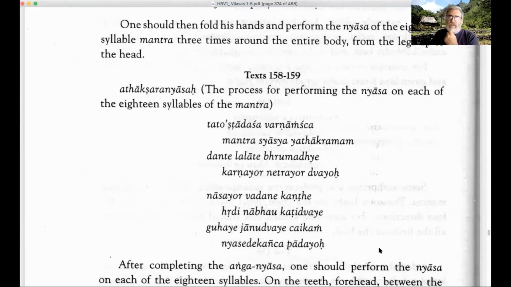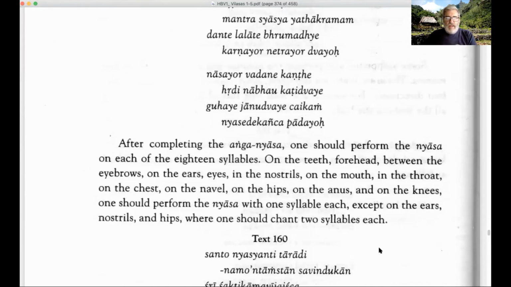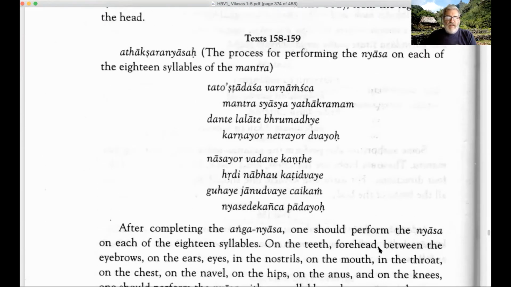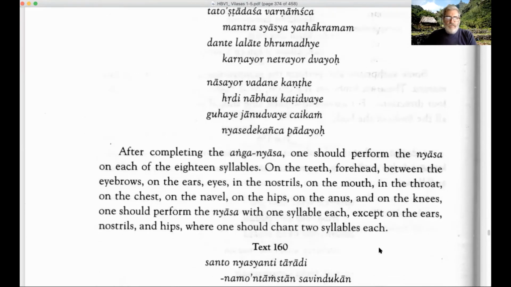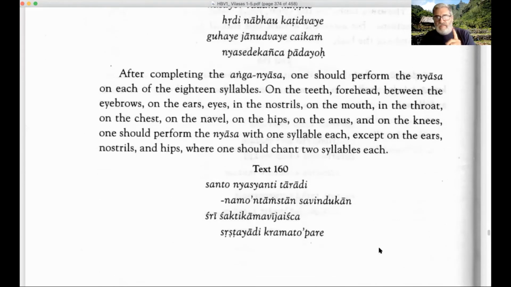So the process for performing the nyasa on each of the 18 syllables of the mantra. This is text 5.158, 159. After completing the Anga Nyasa, one should perform the nyasa on each of the 18 syllables, on the teeth, forehead, between the eyebrows, on the ears, on the eyes. There's 2 ears, there's 2 eyes. On the nostrils, there's 2 nostrils.